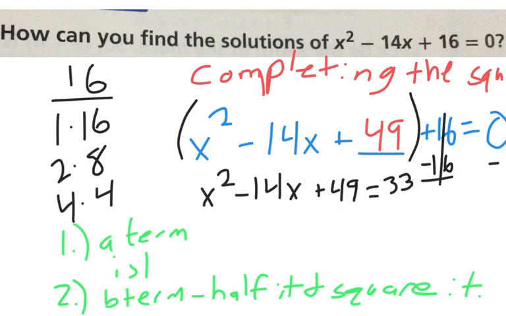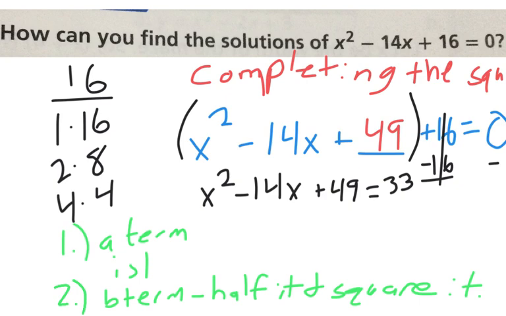Well, 0 plus 49 is 49. And then 49 minus 16 is 33. I realize this kind of looks ugly. I did three things at once. Why did we do 0 plus 49? Because we added 49 here on the left side.